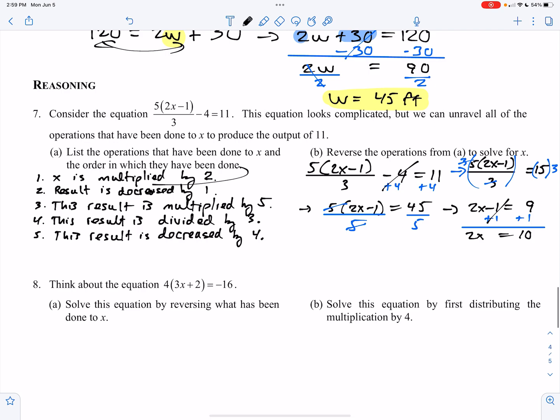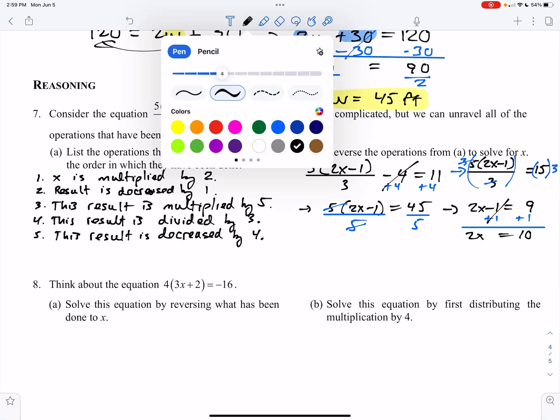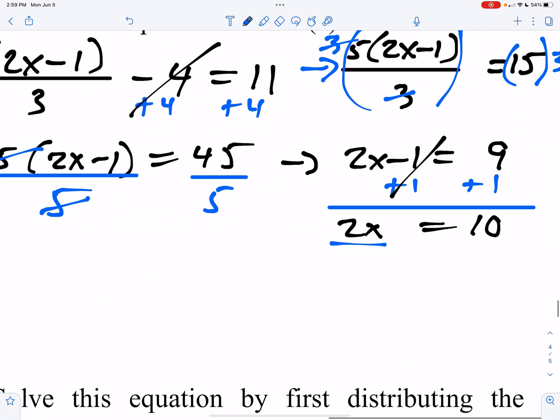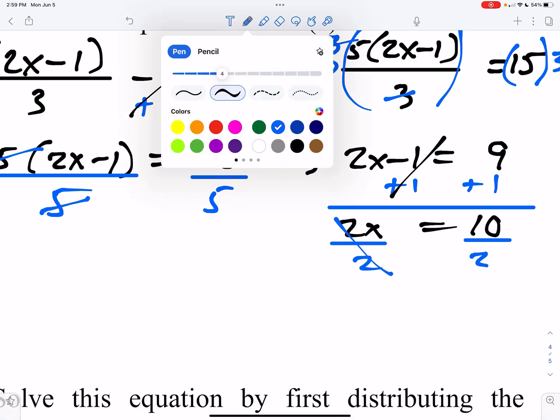Final step, we're doing the opposite of multiplying by 2. Well, the opposite of multiplying by 2 is to divide by 2. So divide by 2 both sides, and x equals 5.